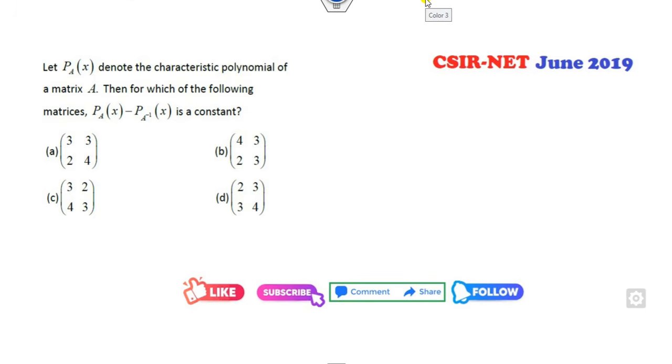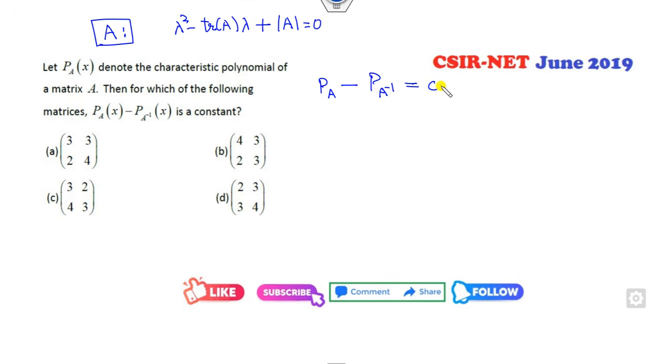Okay, P is my characteristic polynomial of the 2 cross 2. So we know if A is my matrix, how can you write the characteristic equation? Trace of the matrix plus determinant of the matrix, such that P of A, the characteristic equation of P inverse, is my constant. Fine. That means if I write the characteristic equation of A, that means lambda square minus trace of A plus this. What is the characteristic equation of A inverse?